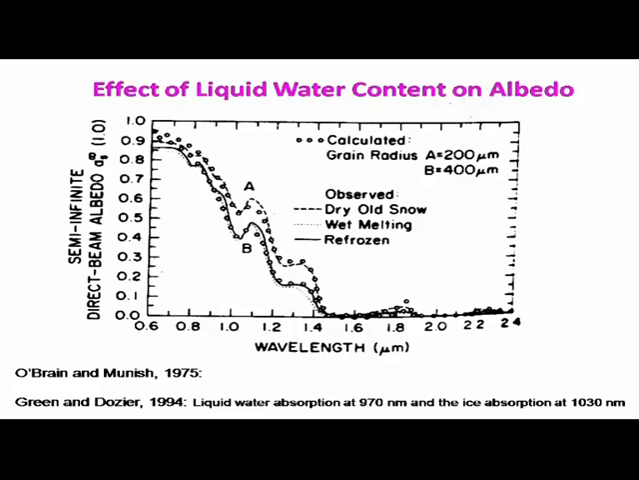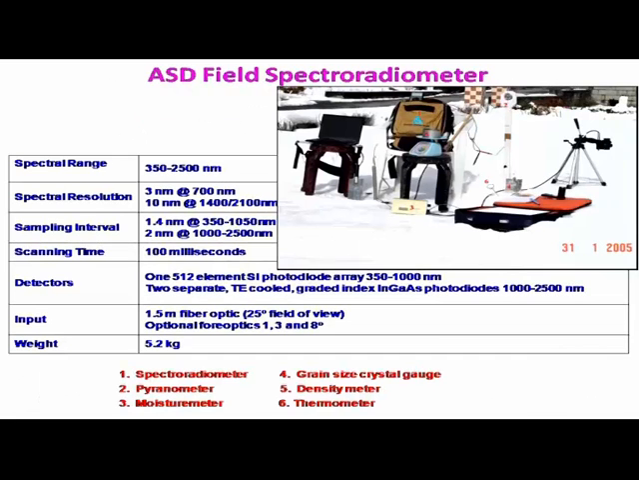Later on, Green and Dozier, 1994, found that for liquid water there are absorptions, and there is a slight shift. We have collected various spectral reflectances of different types of snow and ice and other ambient objects. We have this ASD spectroradiometer, which covers the complete wavelength range from 350 to 2500 nanometer.